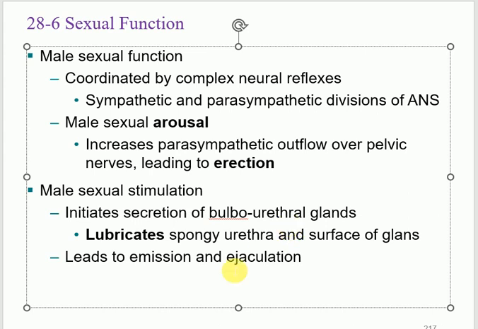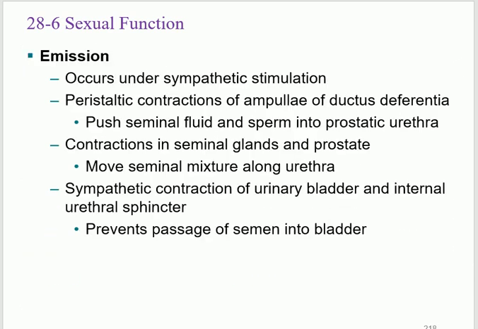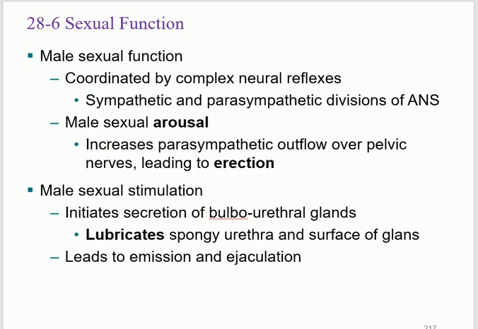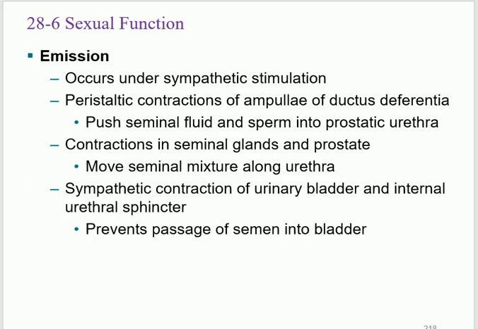And after the sexual stimulation, sexual intercourse occurs, and after that there will be emission and ejaculation. These are two separate processes. Now all of what we talked about so far in sexual stimulation, erection, and even secretions from the bulbourethral gland, lubrication, all of this is parasympathetic. And then the second part is emission and ejaculation. This is the next part, and this is sympathetic.